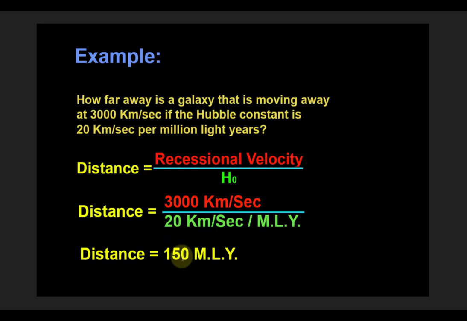When we divide 3,000 by 20, we get 150. Kilometers per second cancels out with kilometers per second. Millions of light years gets multiplied to the top, and we get 150 million light years. That's the distance to the galaxy.